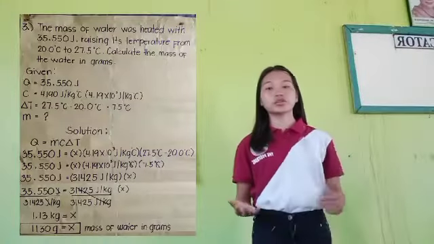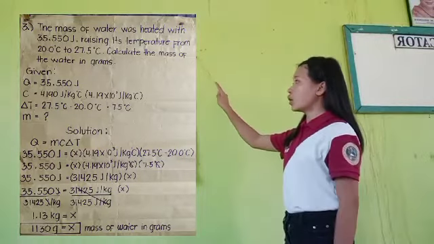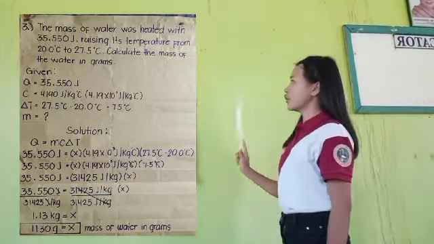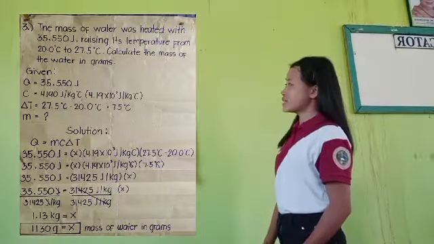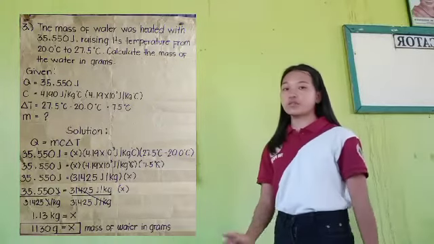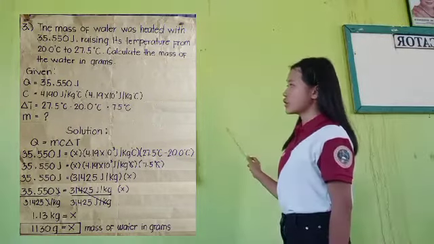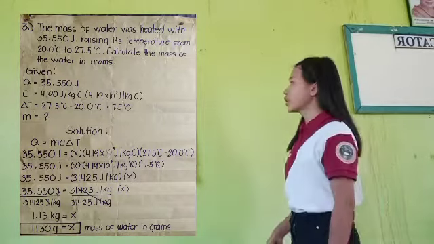Next problem, the third one. A mass of water was heated with 35,550 joules, raising its temperature from 20 degrees Celsius to 27.5 degrees Celsius. Calculate the mass of the water in grams.